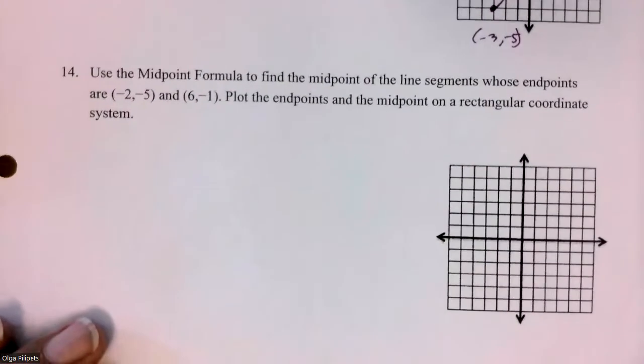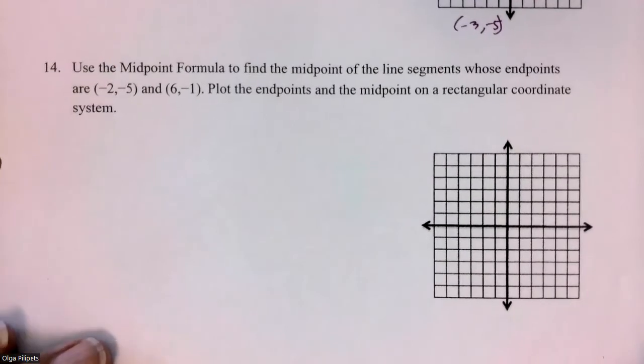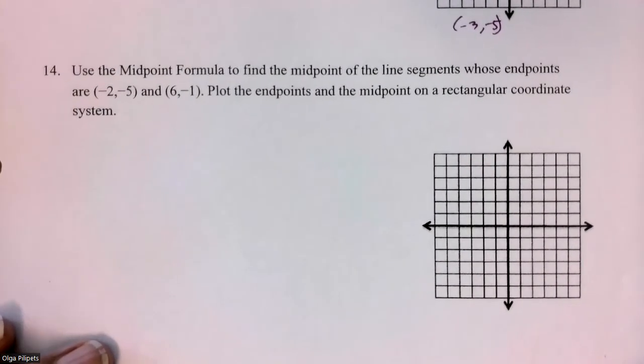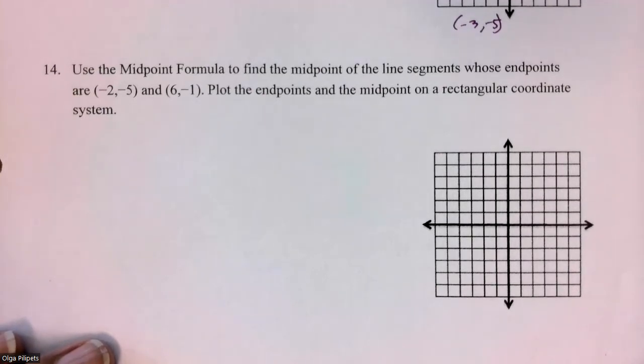Okay, let's try again. Use the midpoint formula to find the midpoint of the line segment whose endpoints are -2, -5, and 6, -1. Plot the endpoints and the midpoint on the rectangular coordinate system, and find the midpoint as well. Pause here, do it by yourself, and then come back and we will compare our results.